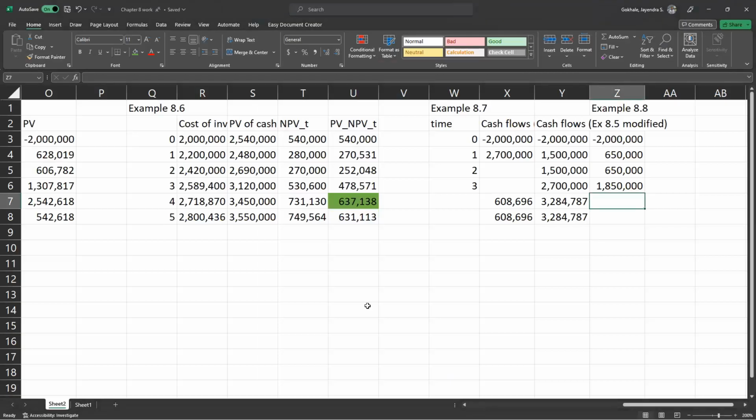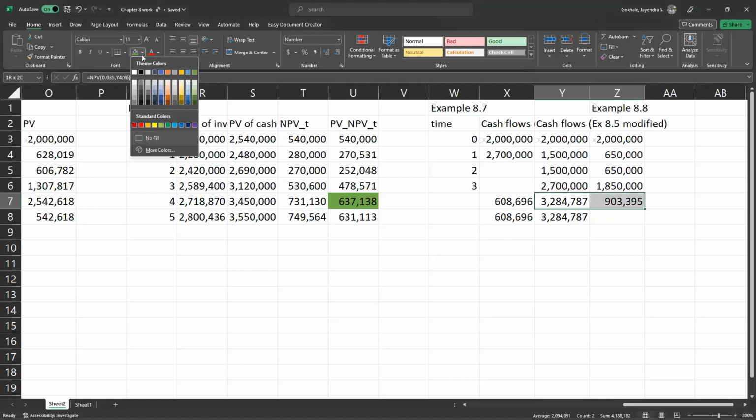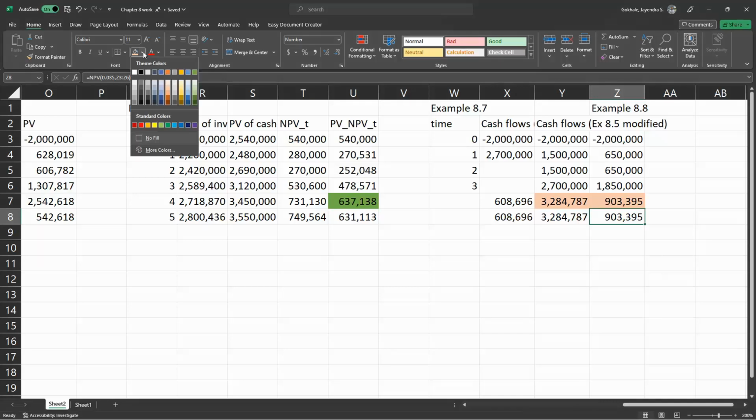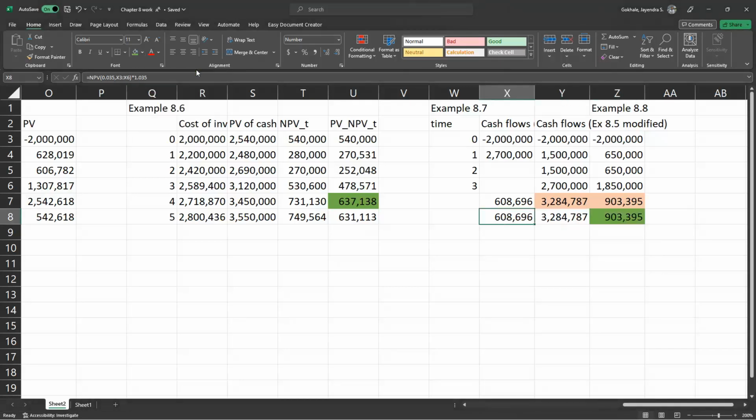Now we'll just do the same thing, find out the net present value, and so NPV, rate, range, and plus the zeroth cash flow, time t equals 0 cash flow, and this gives us a much lower, significantly lower, let's use a light red color here, significantly lower net present value compared to this, but as compared to this, it's better, still better than the example 8.1.